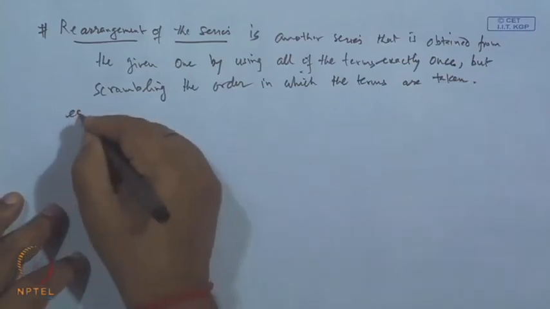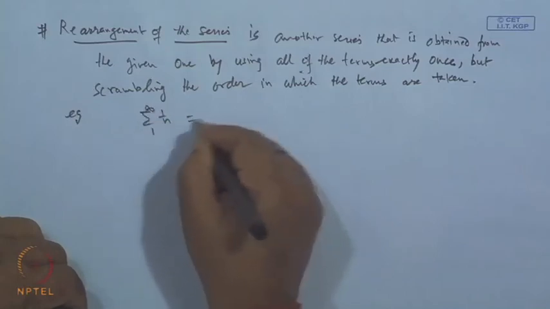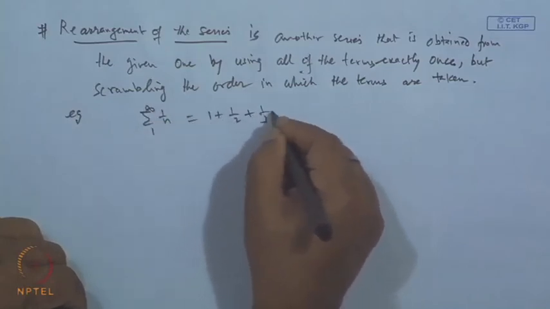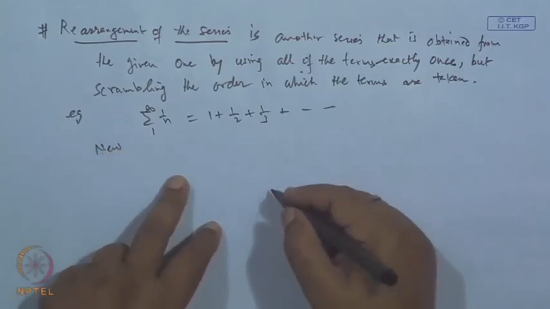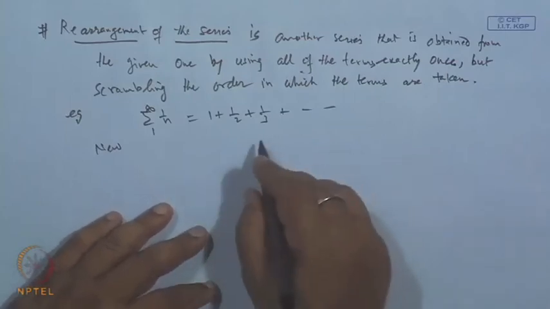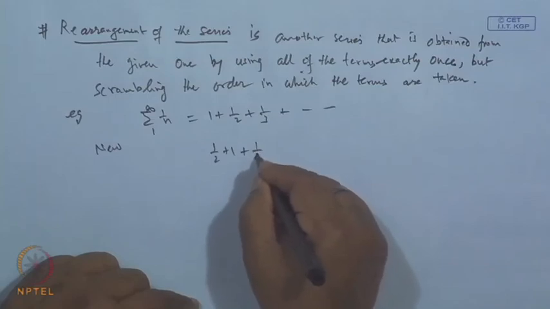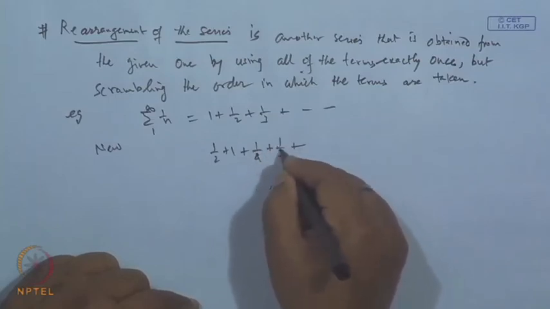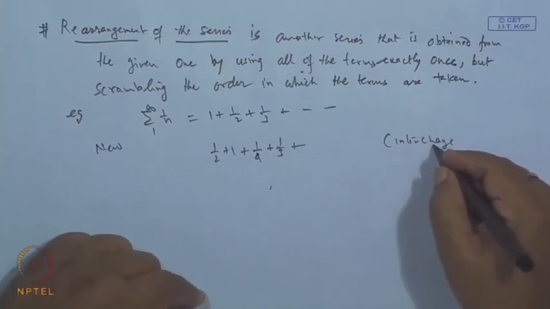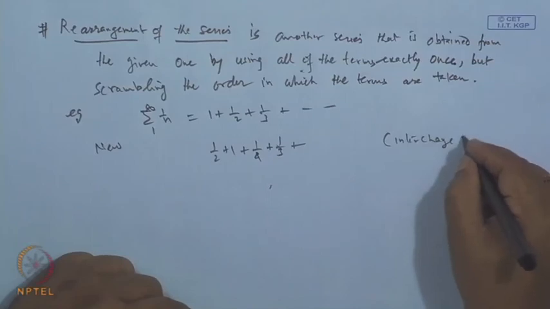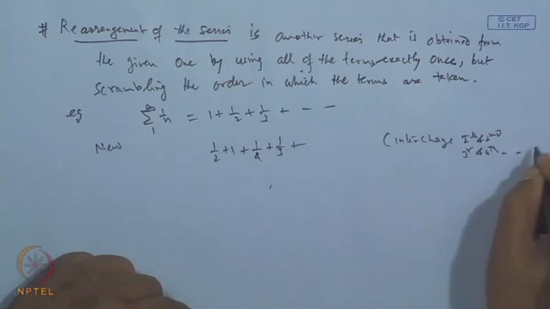For example, take the harmonic series, sigma 1 by n, n from 1 to infinity: 1 plus 1 by 2 plus 1 by 3 and so on. Suppose I take a rearrangement of this harmonic series by interchanging the first and second terms: half plus 1, then the third and fourth terms, 1/4 plus 1/3, and so on. Interchanging the first and second, third and fourth terms and so on, we get a new series.